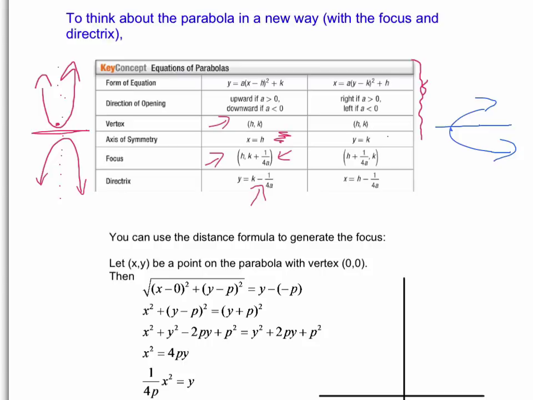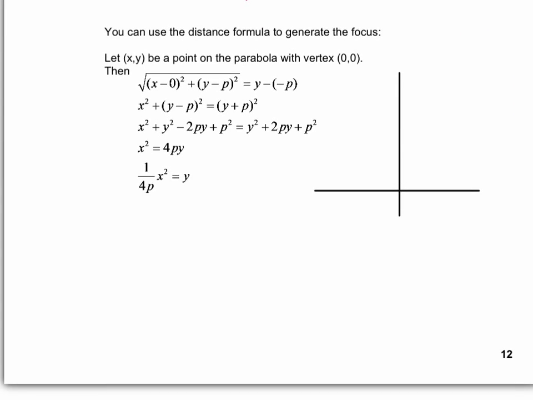You can see that the k is the same here, and the k is the same here, and then on these we have changed the x value. We've gone to the right 1 over 4a to get to the focus, and to the left 1 over 4a to get to the place where the directrix is, which is an x line. I'm not going to go through this with you, but you can see that down here we have the proof for how you get to the focus and the directrix, and you can go through that.